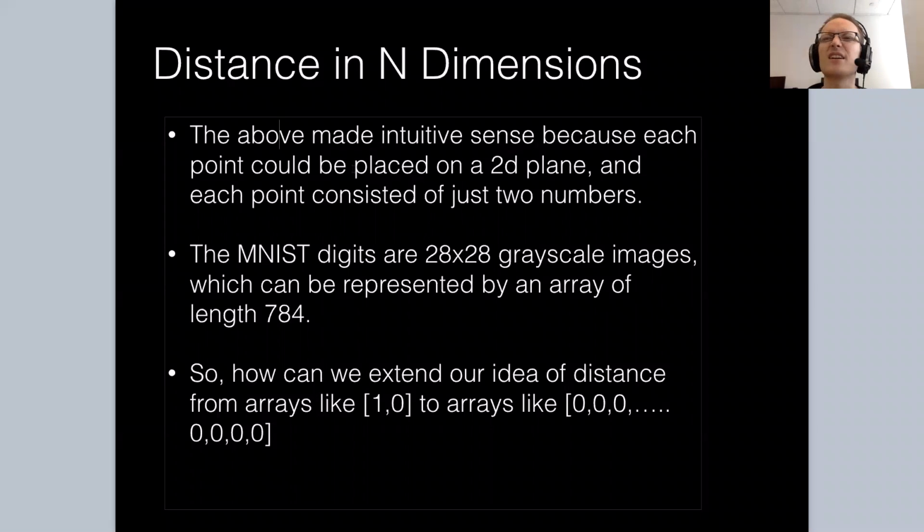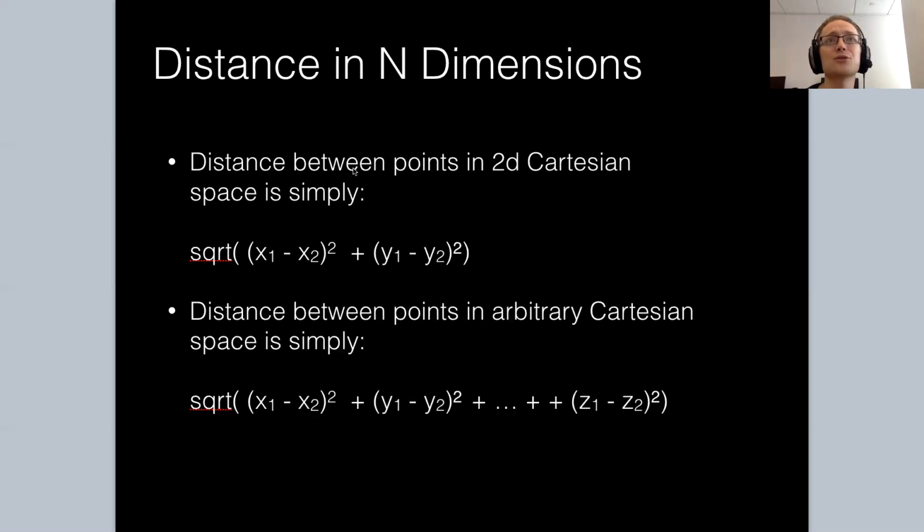So we want to extend our idea of distance from arrays like 1 to 0 to arrays that have arbitrary length. We need to have a notion of distance which applies in any dimensionality. There's actually a lot of different notions of distance we could use. If you were to take a linear algebra course as a prerequisite to a really rigorous machine learning course, they would get into different notions of distance. For now, I'm just going to explain distance by fiat in arbitrary dimensional spaces.